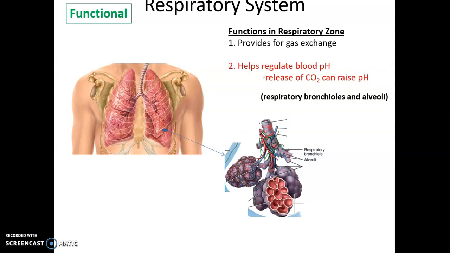Another function for the respiratory zone is that it can help regulate blood pH. It turns out how slow or fast you breathe affects the release of carbon dioxide. And if you release more carbon dioxide, then the pH of blood will increase, will become more basic. So breathing in really fast will cause you to release more carbon dioxide from the bloodstream, which would then raise the blood pH.